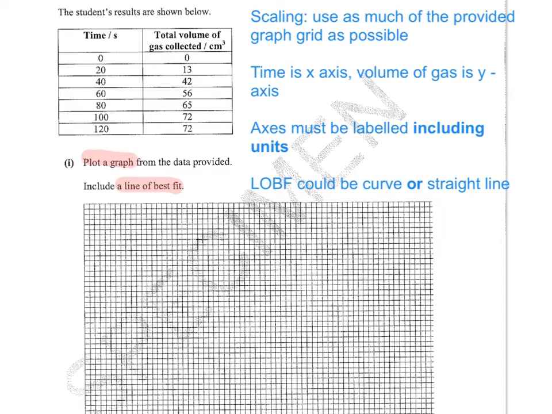The axes must be labelled including units. I cannot stress this enough. Please put the units in. So time on the x-axis, and then in brackets seconds. On the y-axis, total volume of gas collected, in brackets centimetre cubed. Line of best fit could be a curve or a straight line depending on where the points fall.